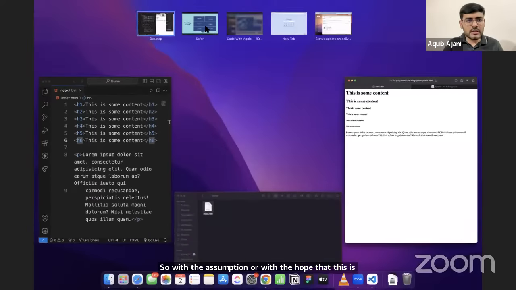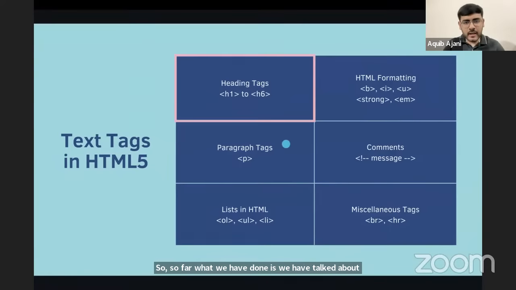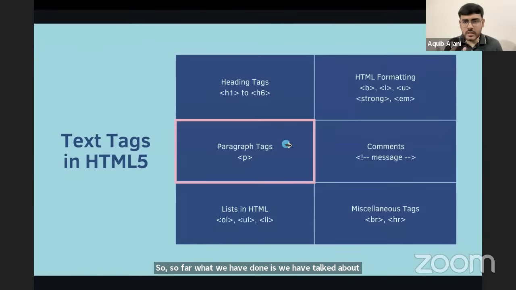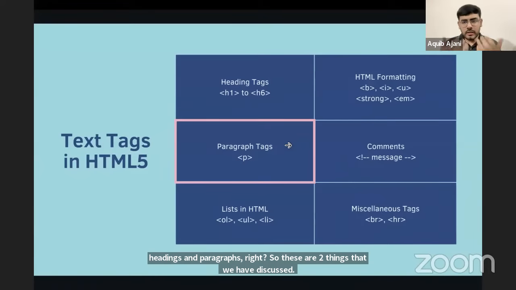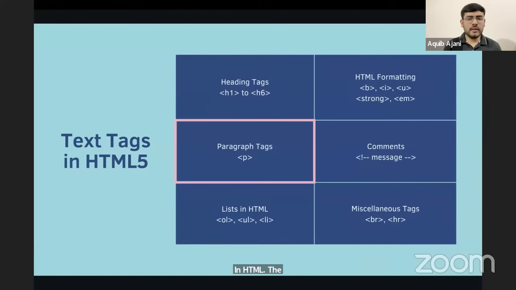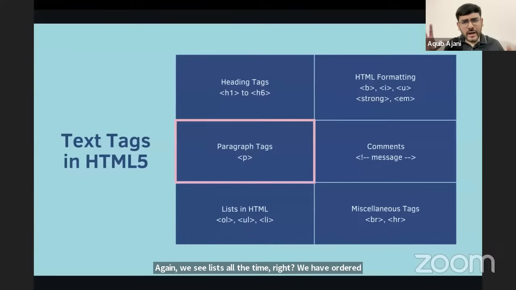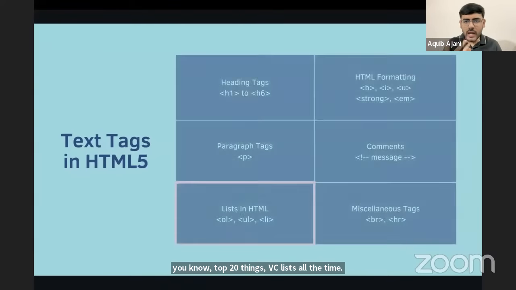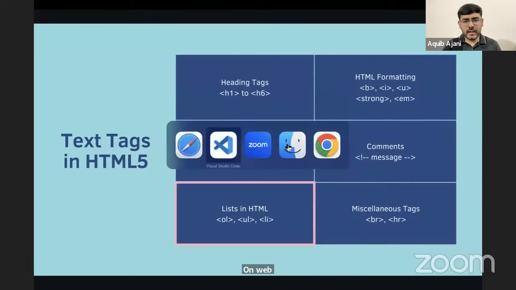So far what we have done is we have talked about headings and paragraphs, right? These are two things that we have discussed in HTML. The next major type of text that we can add to HTML are lists. Again, we see lists all the time. We have ordered lists, we have unordered lists. Top 5 things, top 10 things, top 20 things. We see lists all the time on web pages. That is what we'll take a look at next. So now let's move to adding lists in HTML.